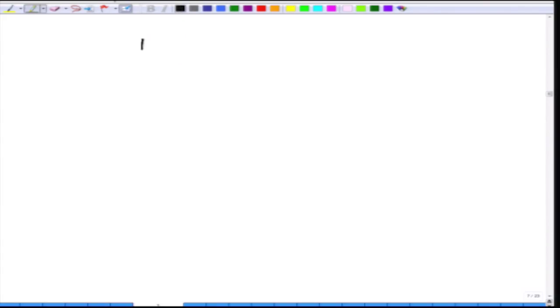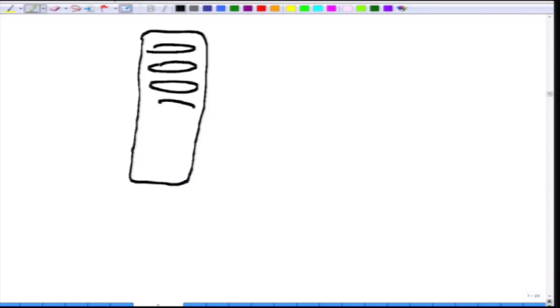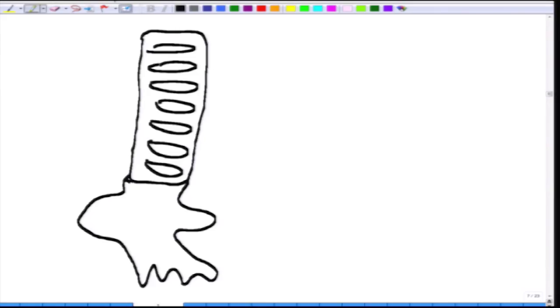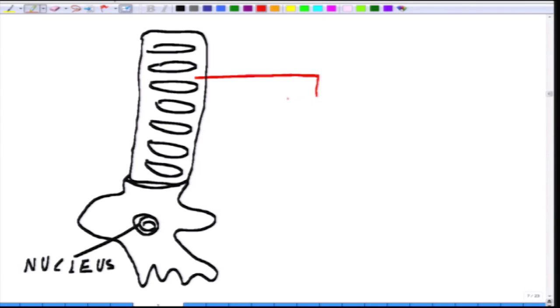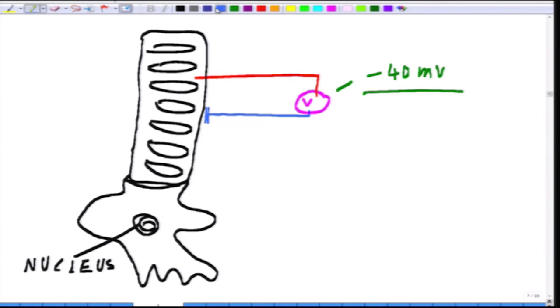Let us again get back to the structure, taking the example of a rod. Here you have all those rhodopsin molecules sitting here. Here you have the nucleus. Now say you put an electrode inside the cell and another electrode outside the cell like this, and you have a voltmeter sitting here. What will you see? Initially, when there is no light falling on this, your voltmeter reading will be around minus 40 millivolt. This is the situation when there is no light.